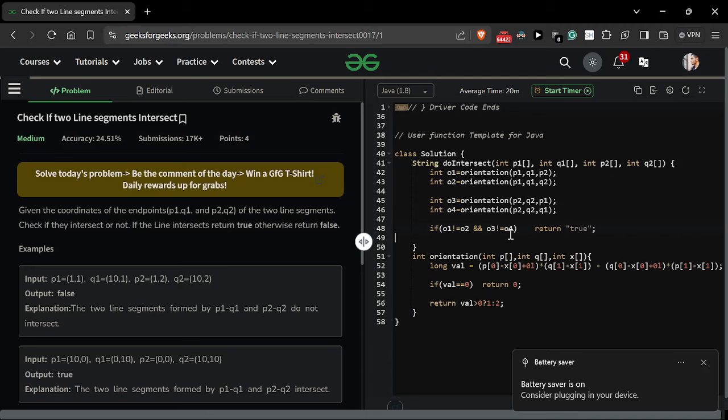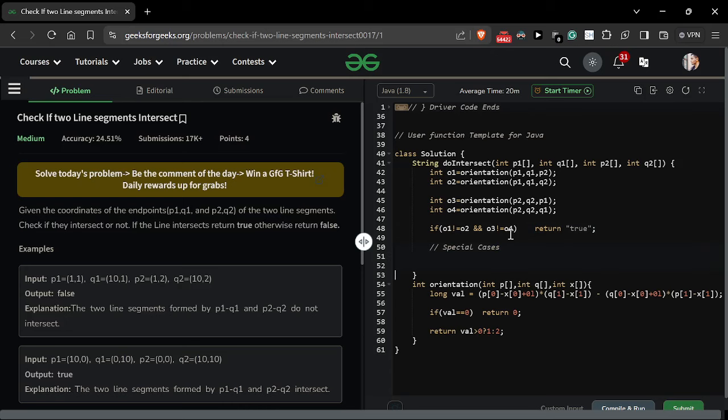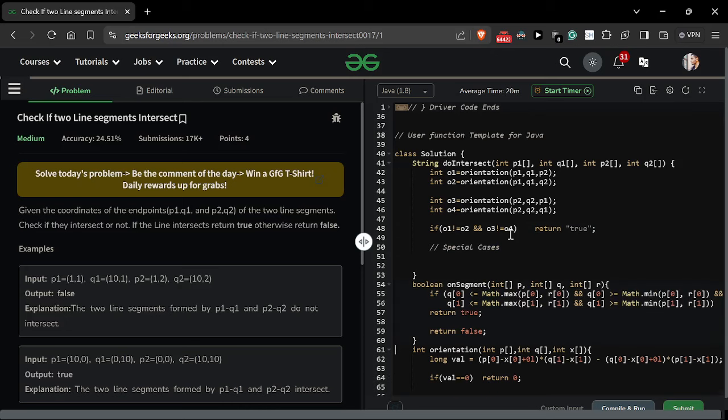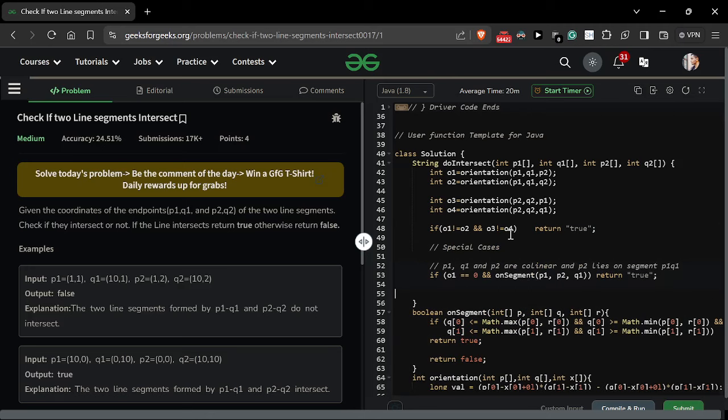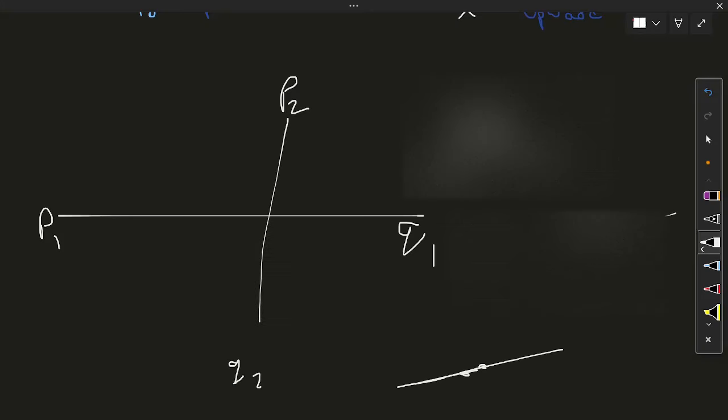If our orientation is different, then we have to return true. If O1 is not equal to O2, it means P2 and Q2 lie in different directions, and P1 Q1 lie in different directions. Then special cases. So we have a line segment. If O1 is 0, meaning our angle is 0, then we have to find whether the point lies on the same line or not.